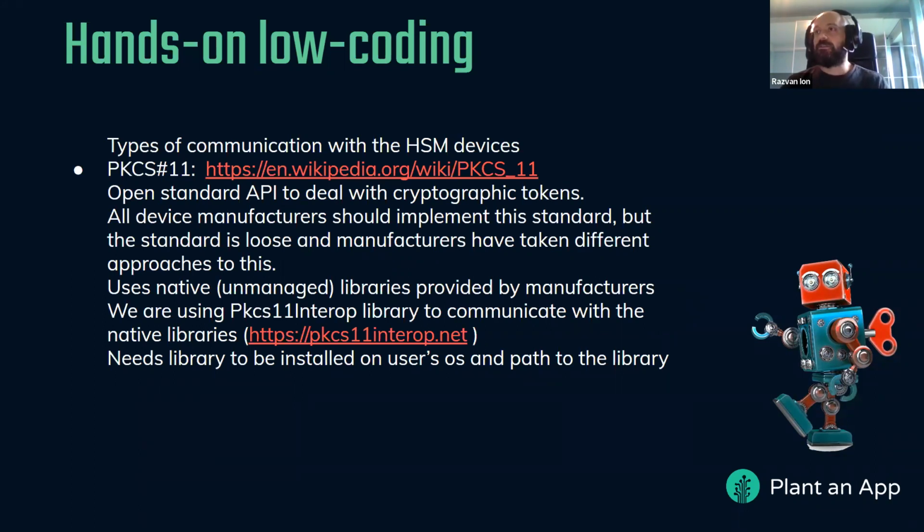So this one needs a library to be installed on a user's operating system, and we need the path to the library so that we can communicate with the device. So this is the native library that comes on the USB stick that the manufacturer provides. On top of this is an unmanaged library. So this is the native library. On top of that, we are using the PKCS 11 interop library to communicate with these native libraries.